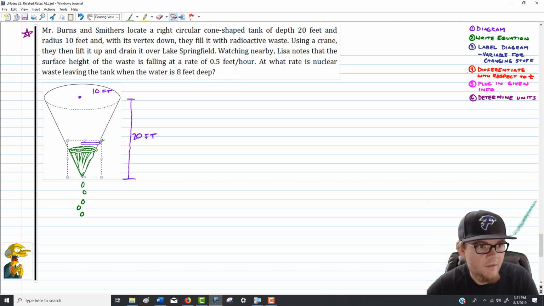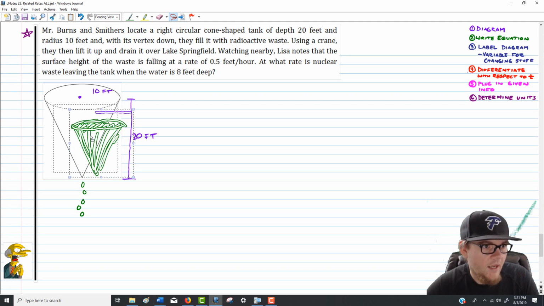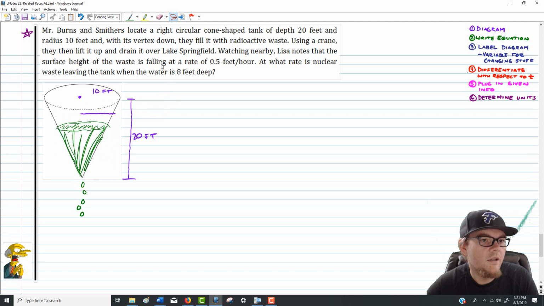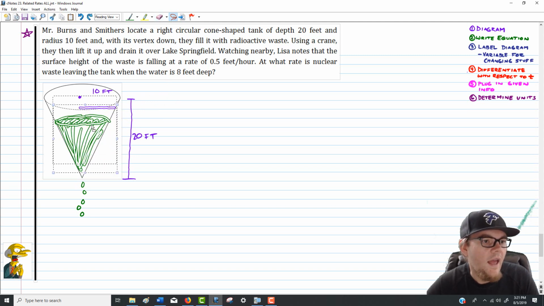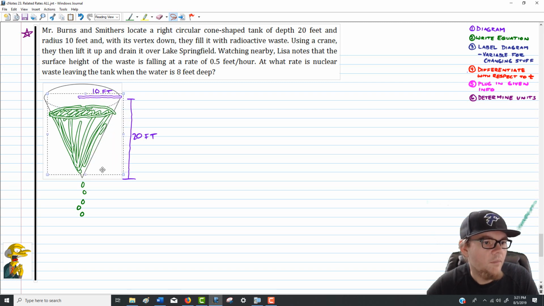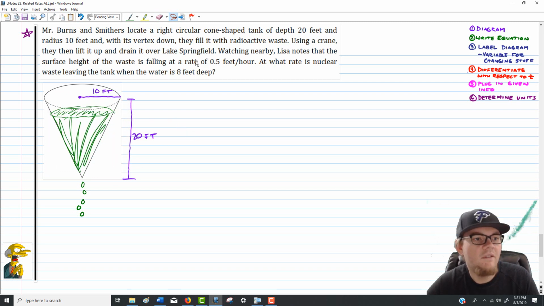At a given moment. So what we're told is that we know the rate at which the liquid is leaving, or rather, we don't know the rate at which the liquid is leaving. We know the rate at which the height of liquid inside the cone is falling.